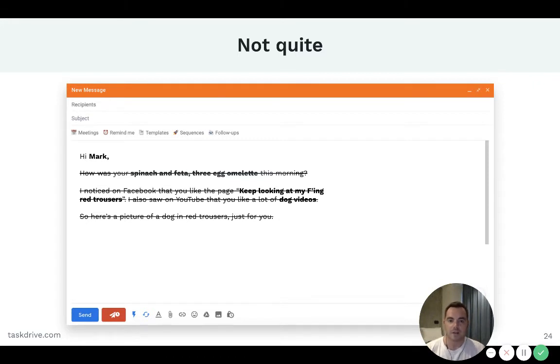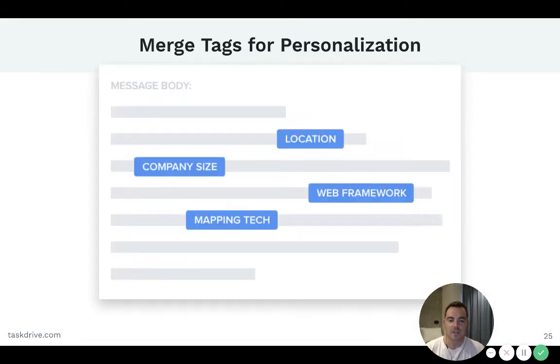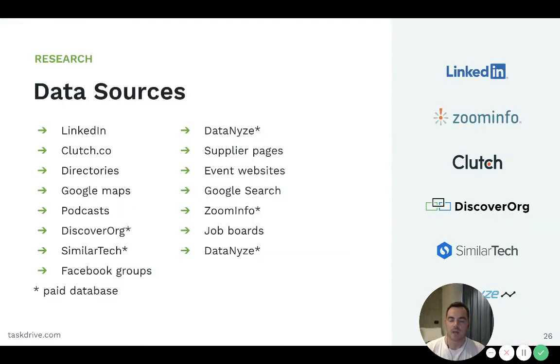You really do need to find the balance between the personalization. And you do that by using merge tags. So whenever you are doing your research, you want to put the answers or the data that you have into separate columns. And I'll show examples of this later in the slides.